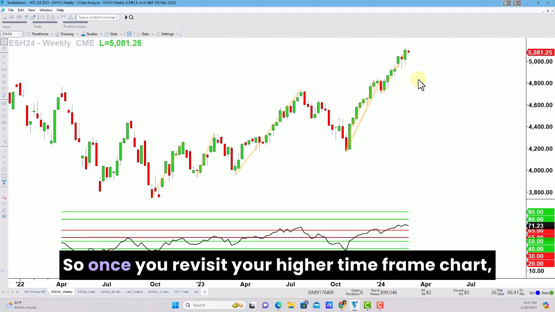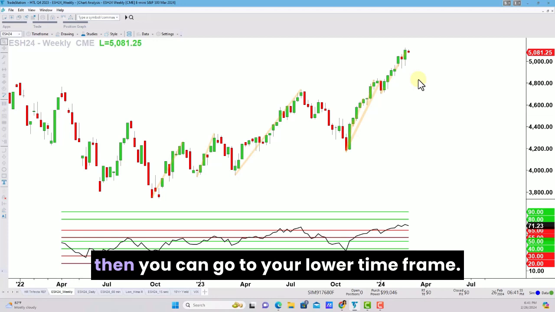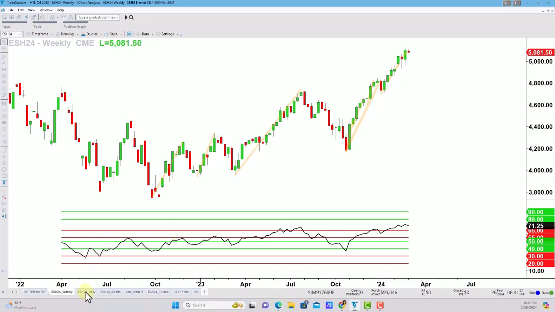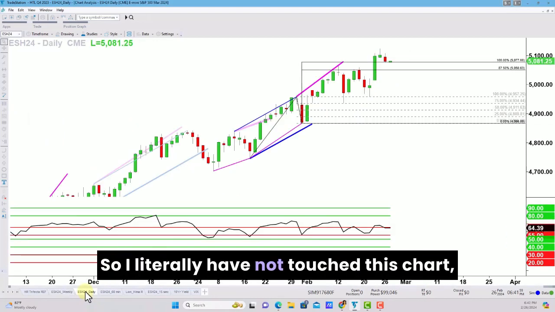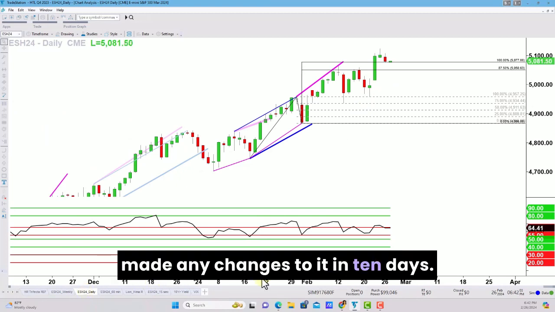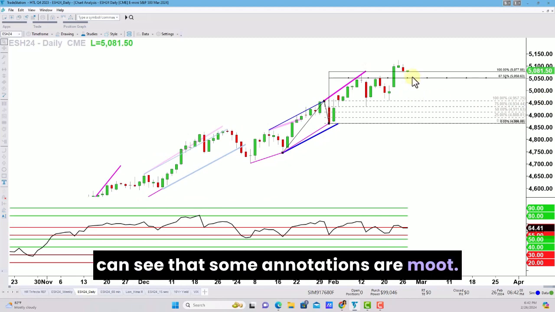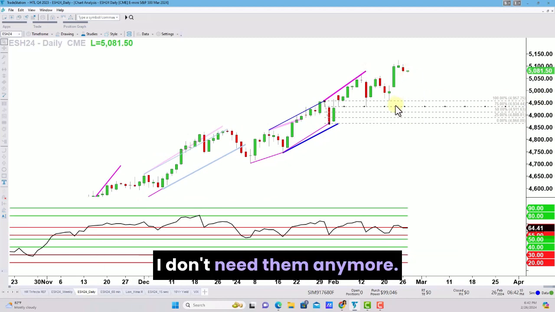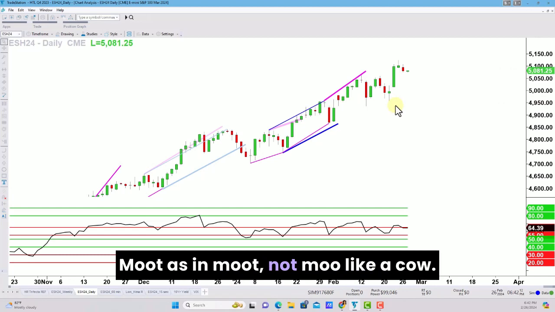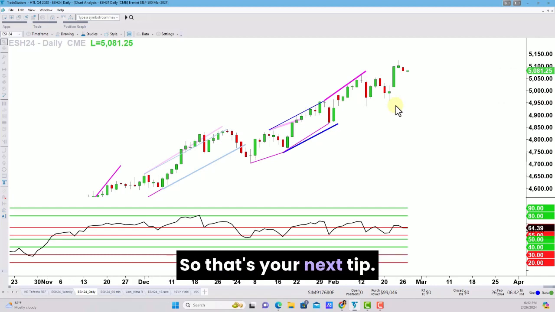Okay. So once you revisit your higher time frame chart, then you can go to your lower time frame. And for me, that's the daily chart. So I literally have not touched this chart, made any changes to it in 10 days. Now, when I look at it now, I can see that some annotations are moot. I don't need them anymore. Moot as in M-O-O-T, not moo like a cow. So that's your next tip.